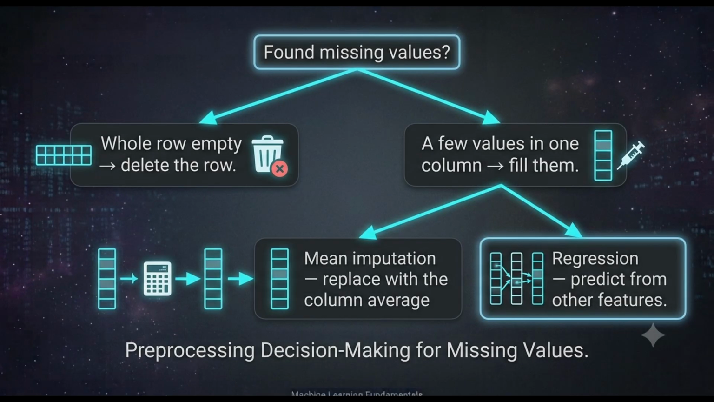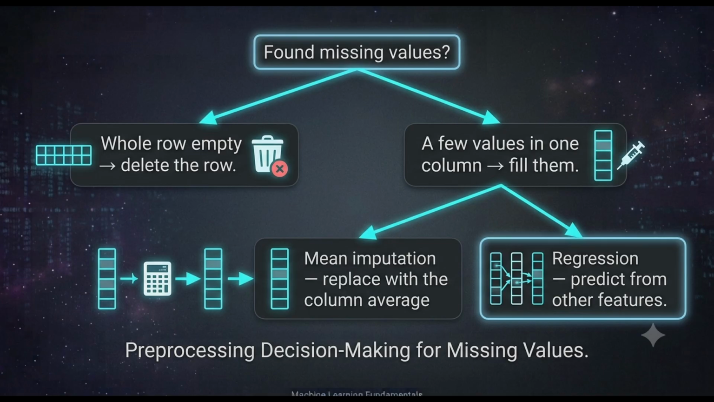So imagine a messier version of the file where a few cells are genuinely blank. Now you have a decision to make, and the right decision depends on how much is missing. The general convention works like this. If an entire row is essentially empty, if one instance is missing almost all of its values, you usually just delete that whole row, because it carries no real information.